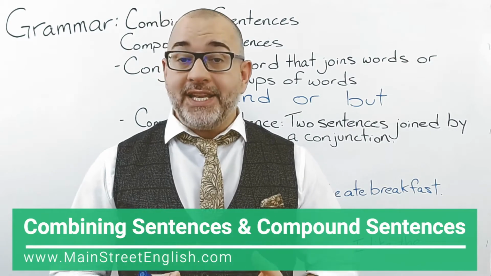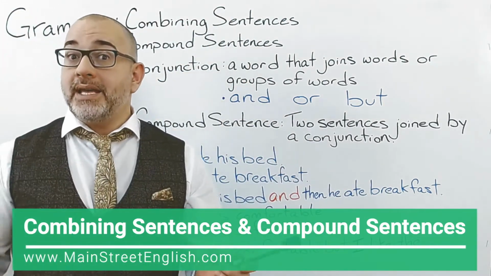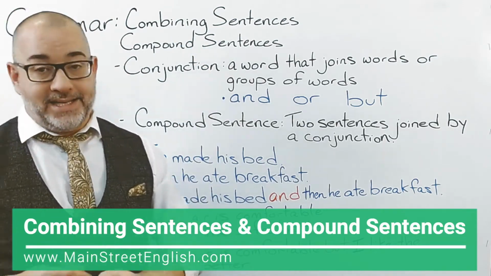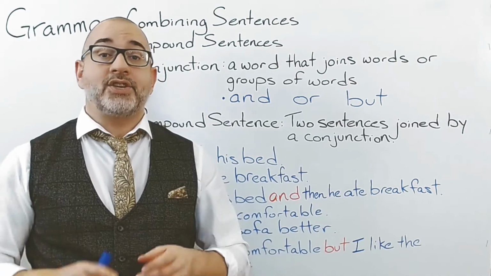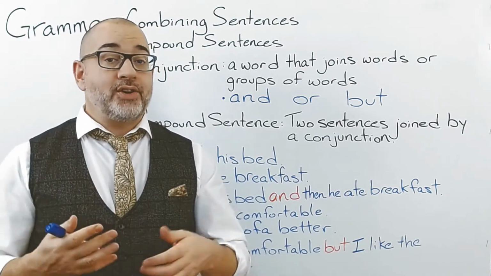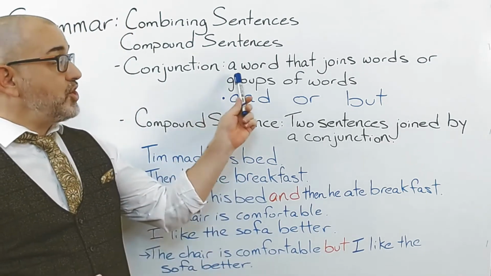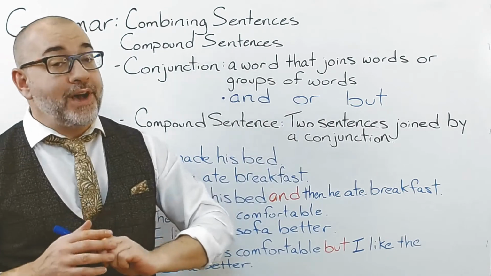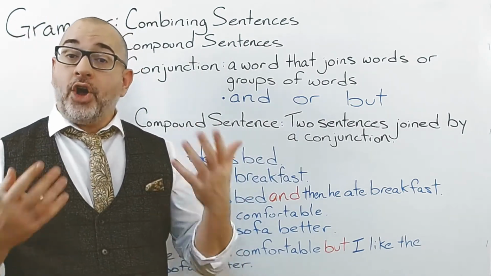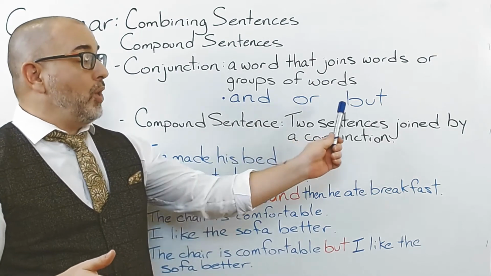In this video, we are going to talk about combining sentences into compound sentences. To create a compound sentence, first, you need to understand what a conjunction is. A conjunction is a word that joins words or groups of words. Three common everyday conjunctions are and, or, but.